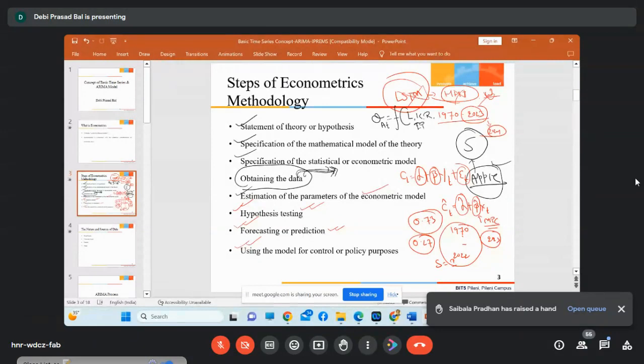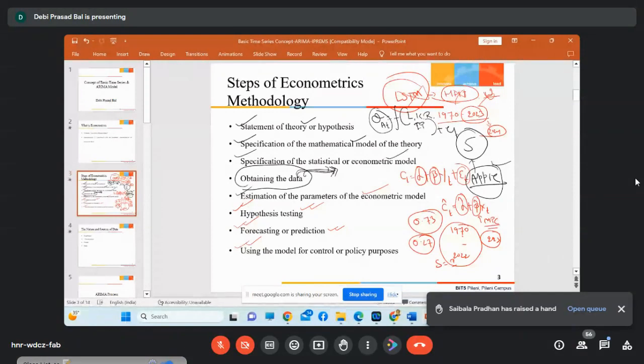Let's say this much input is required to produce some kind of output of automobiles. That's the theory. Okay, theory part is over. Now you have made some functional form of this output. Then you just add the error here. This part is over. Then you collect the data.